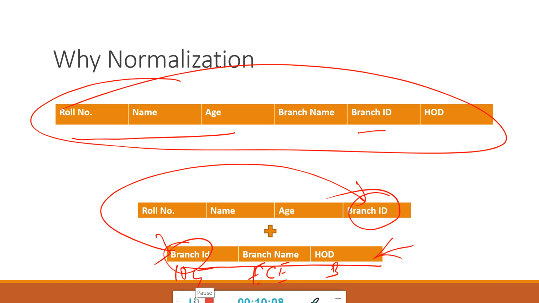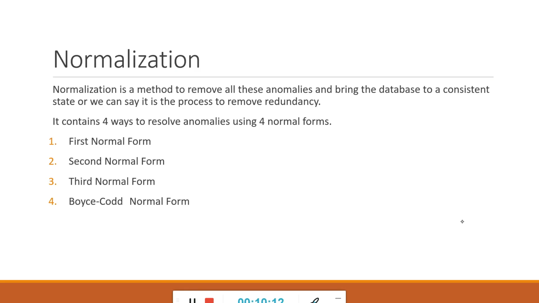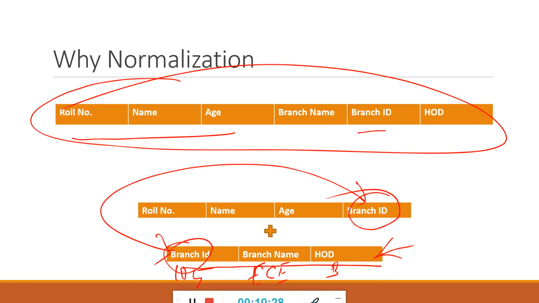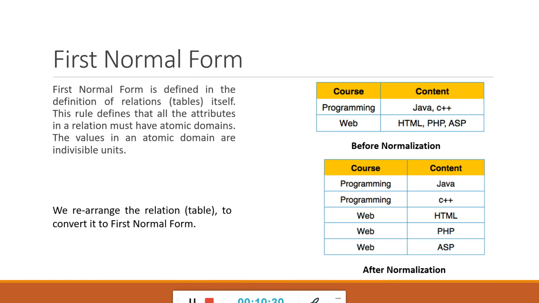So let us understand the types of normalization. There are four types of normalization: first normal form, second normal form, third normal form, and Boyce-Codd normal form. In all four normal forms, the aim is that anomalies are removed as we move up. So let's see the first normal form.